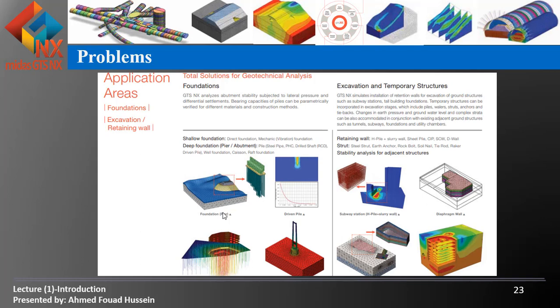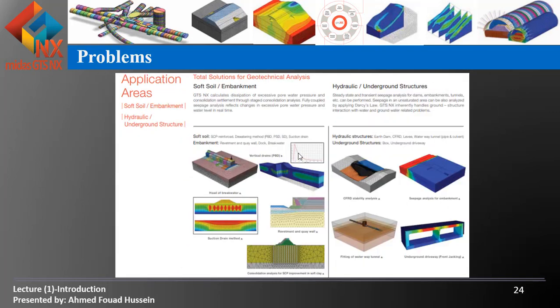Here we can see we can create foundations. This is an abutment for a bridge, this is a regular building, and this is a pile foundation. So we can use Midas GTS NX for the analysis of different foundation structures. Now we can discuss using embankment and soft soil. We are going to discuss this later in the lecture related to creating an embankment and studying the consolidation problem.